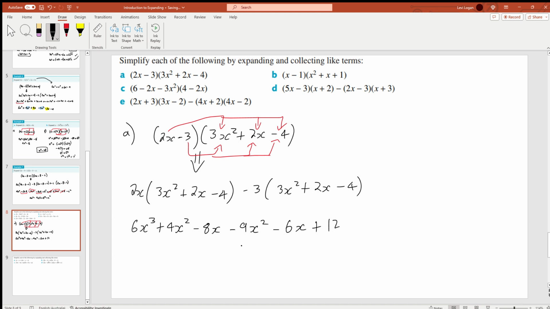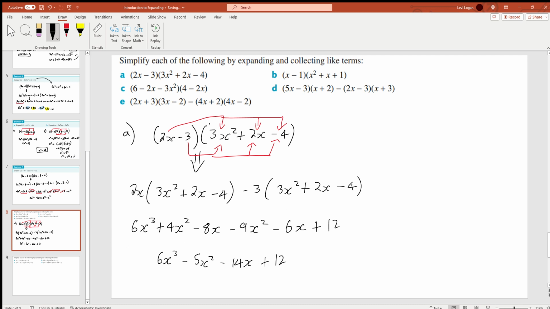Then we pretty much look for like terms. There's no other cubic terms, but there are two x squared terms and two linear terms. So what we're going to have is 6x cubed. Then we're going to have 4x squared minus 9x squared, so that's going to be minus 5x squared. Minus 8x minus 6x is going to be, what's that? Oh, that's terrible. Minus 14x. I can't believe I didn't really know that. Plus 12. And that's it.